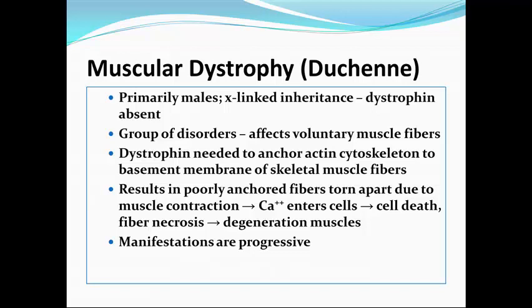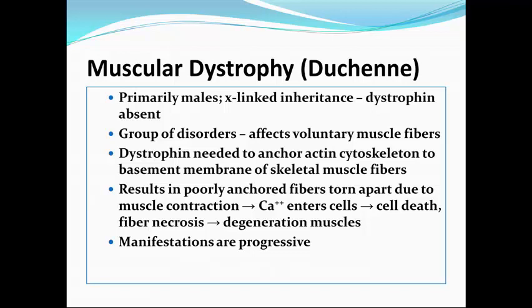Duchenne muscular dystrophy is primarily a genetic disease. It affects males, and the most common is an X-linked recessive genetic disease. The genetic defect in Duchenne muscular dystrophy is that there's a lack of the gene that produces dystrophin. Sometimes there can be a complete lack of dystrophin, or there may be a significant decrease in the amount of dystrophin being produced. Duchenne muscular dystrophy, as I said, is one of a group of many muscular dystrophies involving the voluntary muscle fibers.